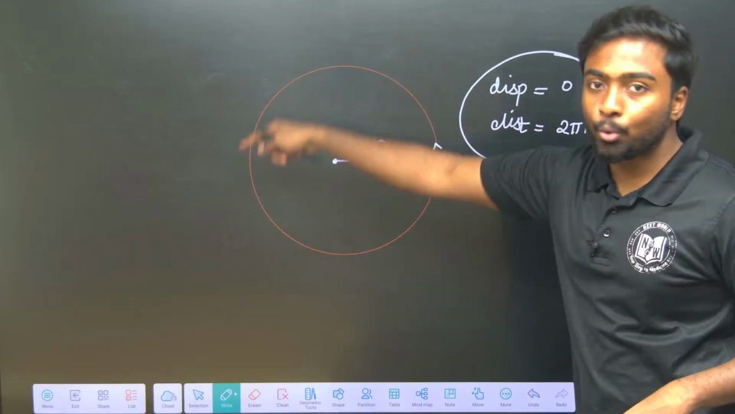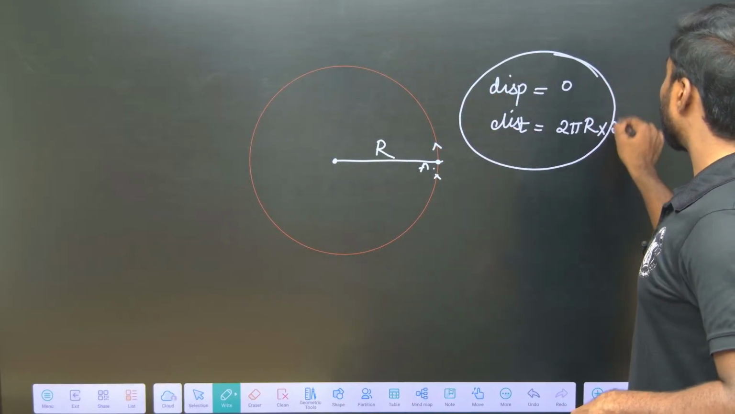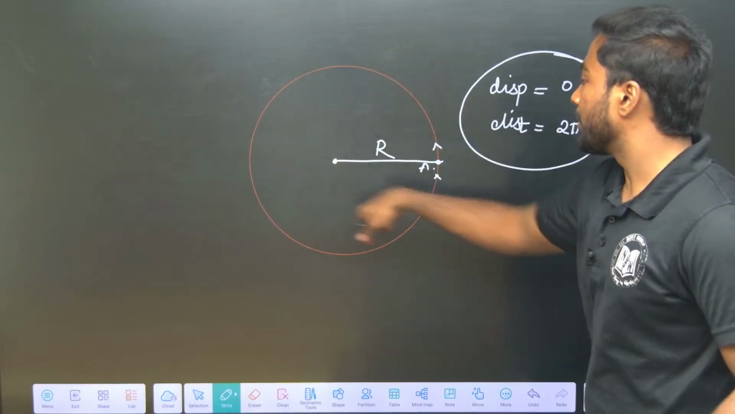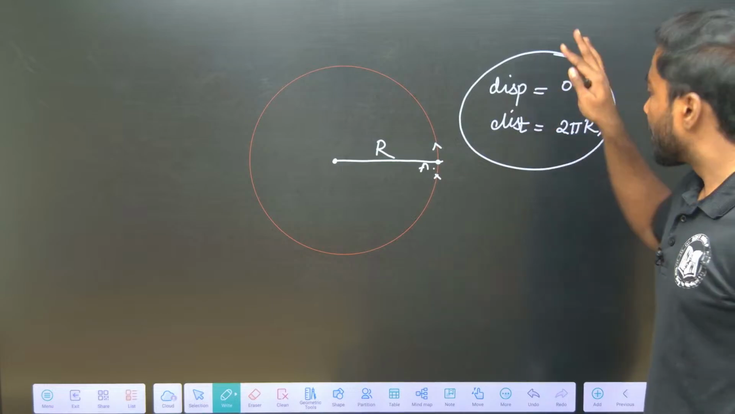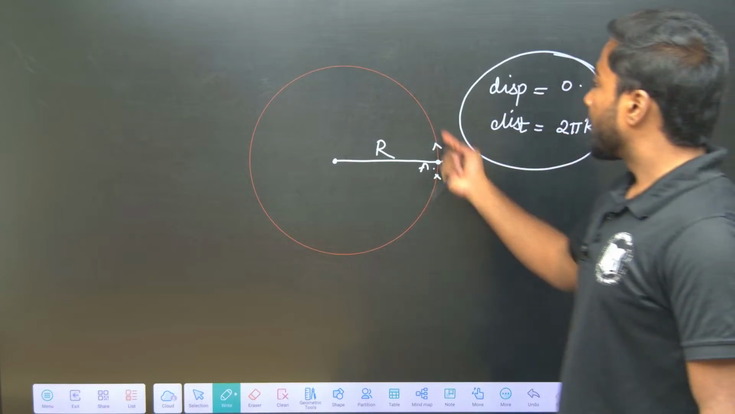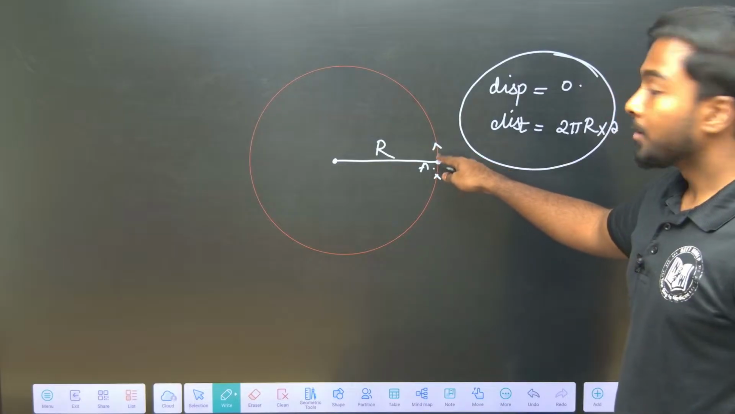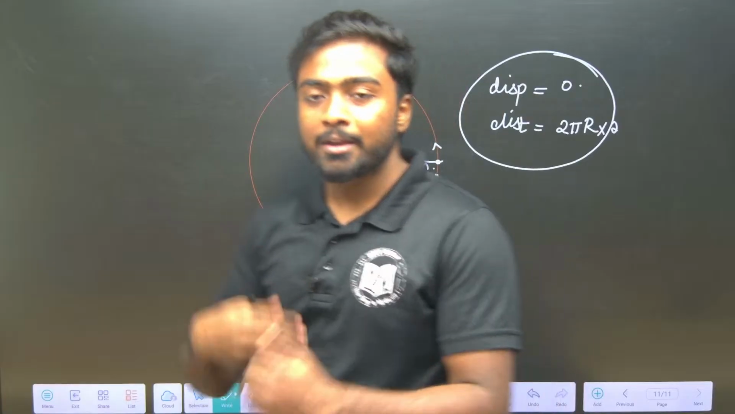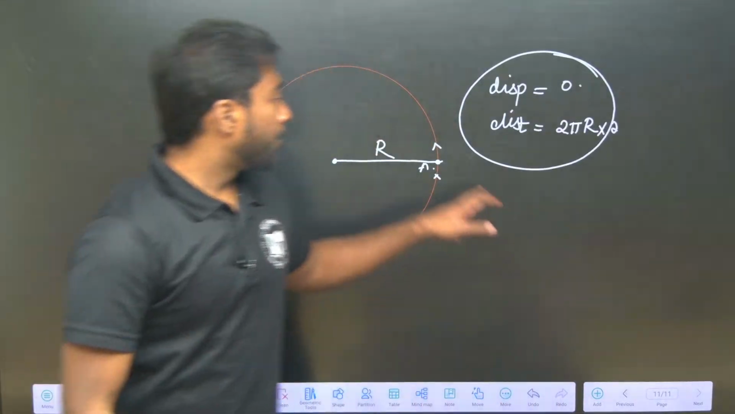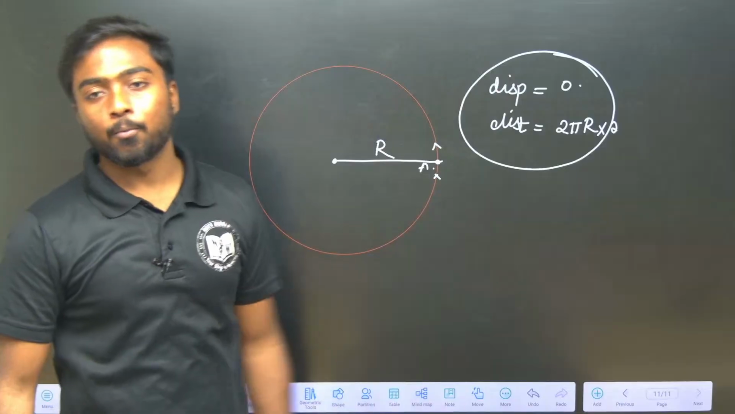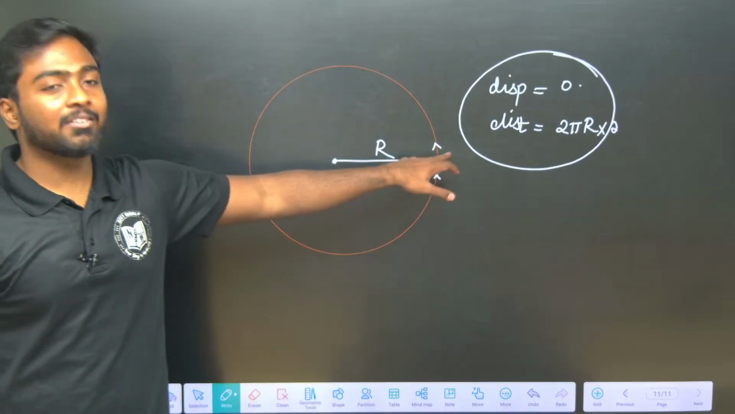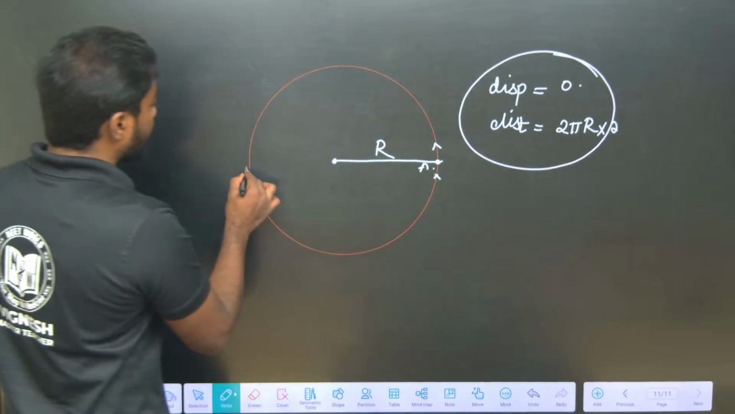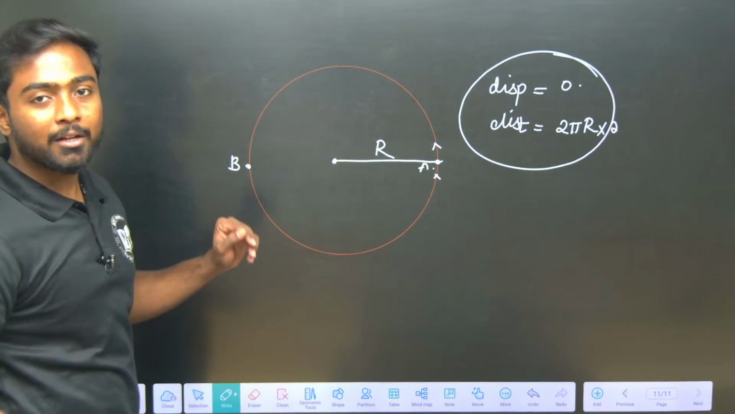If it goes for 2 revolutions, the distance gets multiplied by 2 and the displacement is 0 only, right? One revolution means one circle completed: displacement 0, distance 2 pi r. It goes again and comes back: displacement again 0 but distance 4 pi r. Distance keeps on increasing whereas displacement will be 0, constant, because it doesn't change its position.